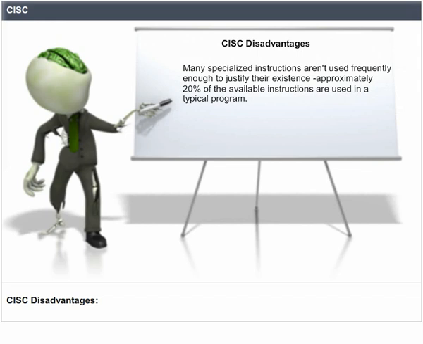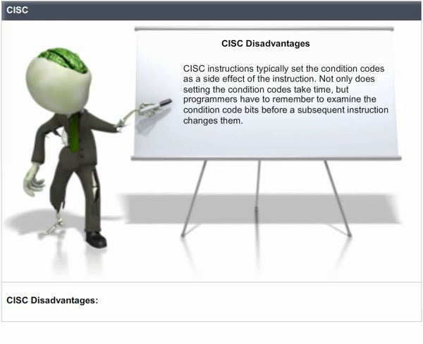Many specialized instructions aren't used frequently enough to justify their existence. Approximately 20% of the available instructions are used in a typical program. CISC instructions typically set the condition codes as a side effect of the instruction. Not only does setting the condition codes take time, but programmers have to remember to examine the condition code bits before a subsequent instruction changes them.